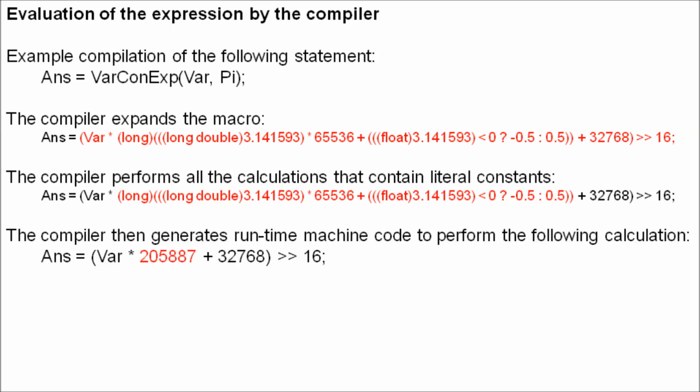The compiler generates machine code instructions that perform a type long integer multiplication, then a type long integer addition. Then it shifts the value right by 16 places, leaving the result in the lower 16 bits of the 32-bit register, which it then assigns to variable ans. If this expression were to be entered as a statement instead of the macro expression, the runtime machine code generated by the compiler would be exactly the same.